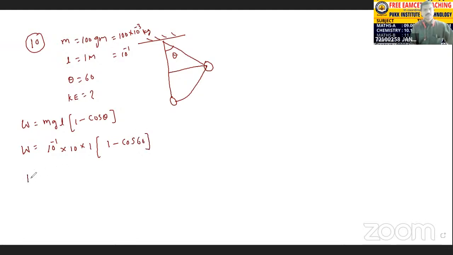So W is equal to 10 power minus 1 into 10. These two cancel, giving 1. The 1 is not needed. Then 1 minus cos 60.